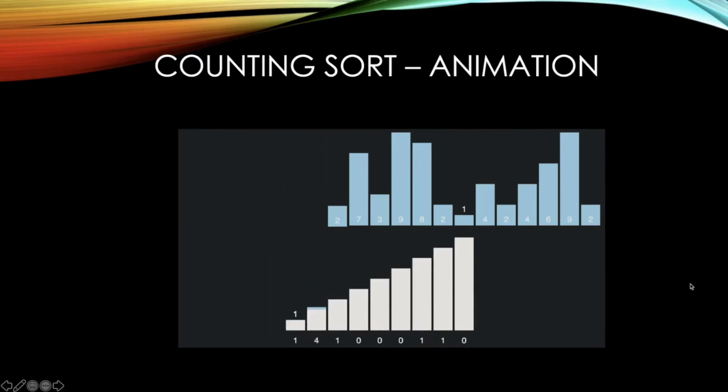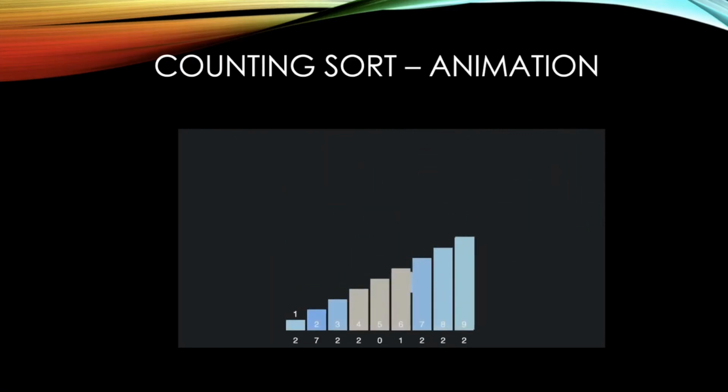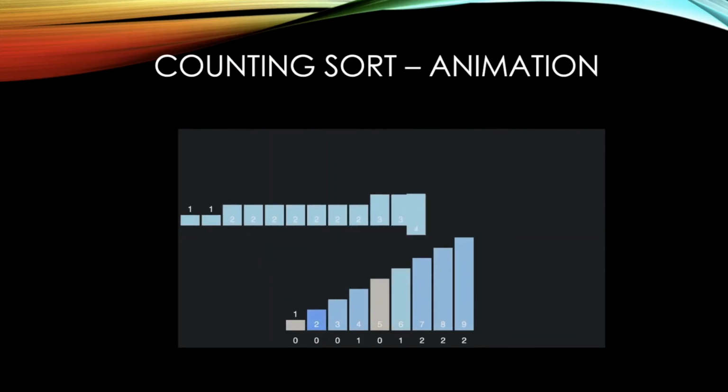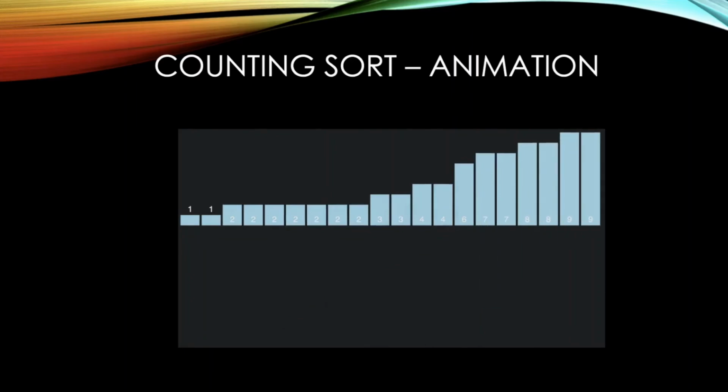As you can see here, you count how many times each element shows up in the unsorted array and then put that back out in its correct order. And in the end, you have a sorted array.